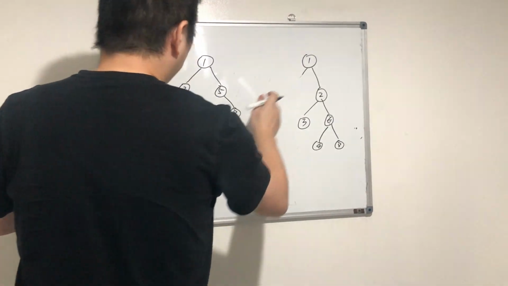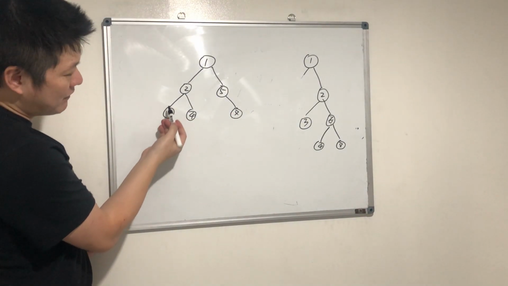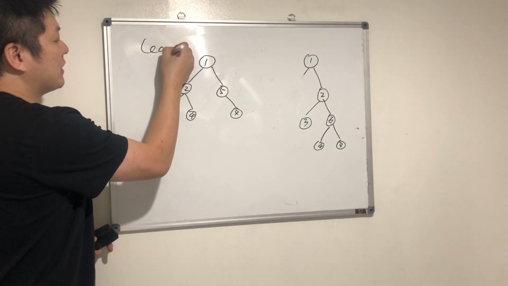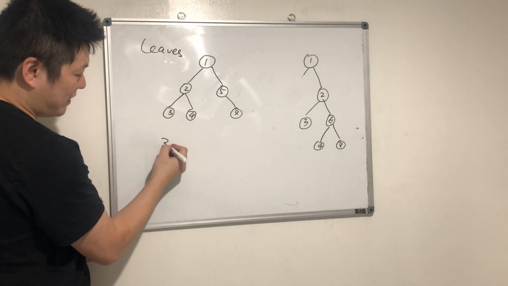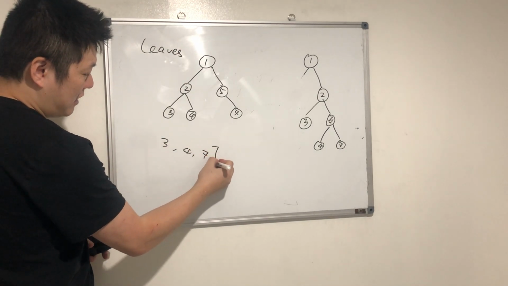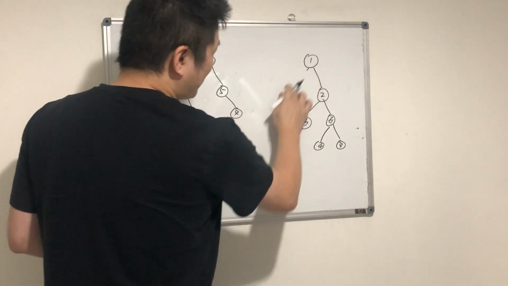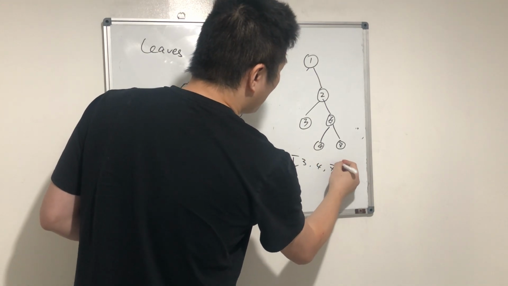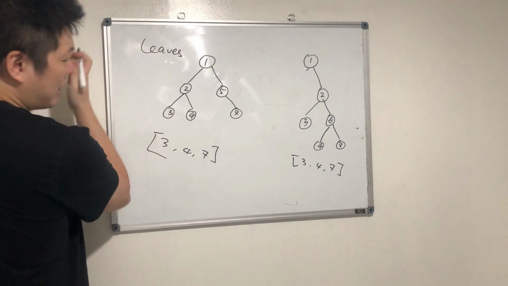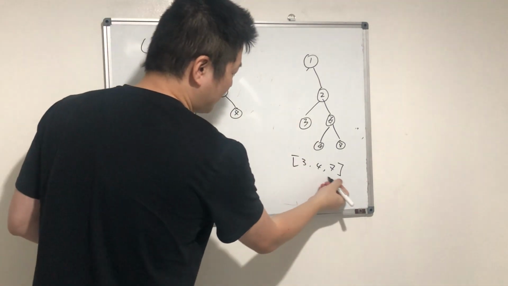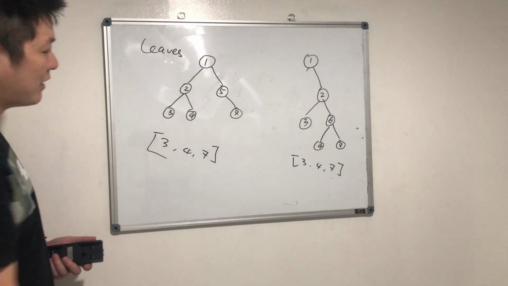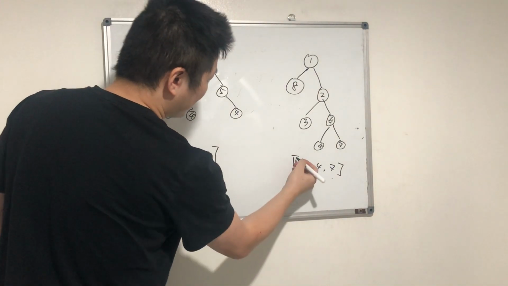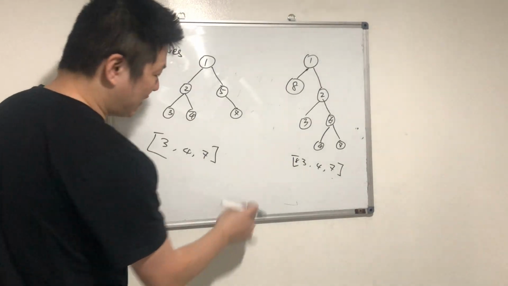Okay, so now look at the leaves. What are the leaves of this binary tree? 3, 4, 7. What are the leaves of this binary tree? 3, 4, 7. So we return true if the leaves from left to right order are 3, 4, 7. If I have another one like 8, then this will return false because the 8 is also a leaf. So these are not equal.